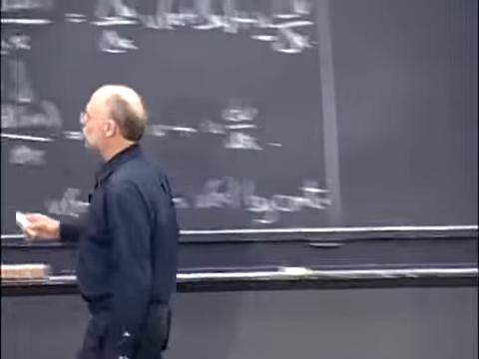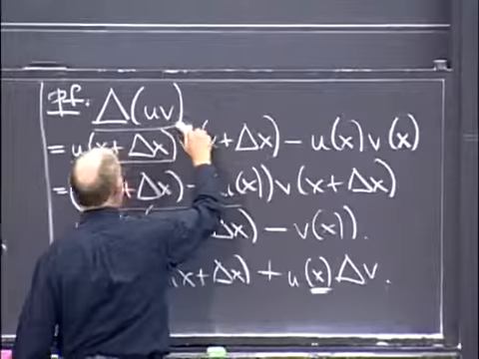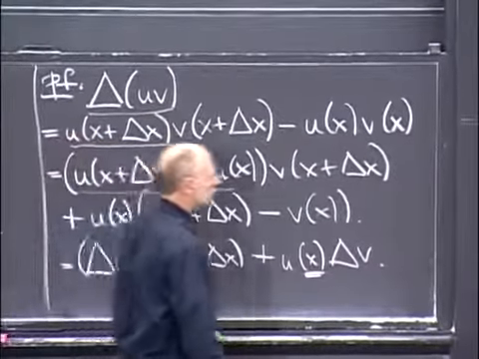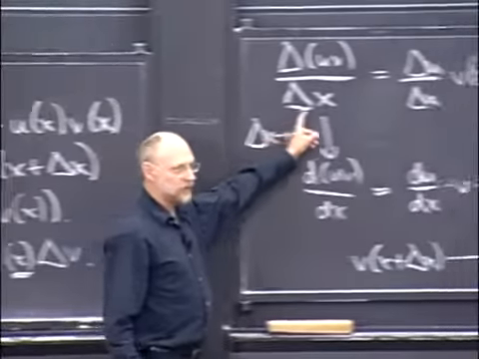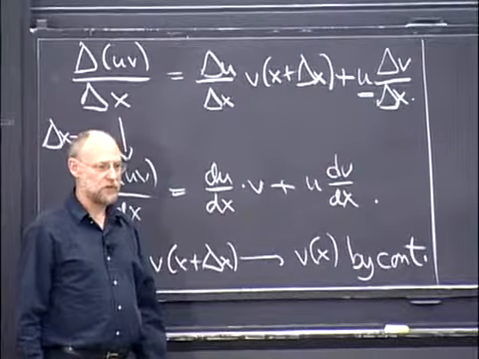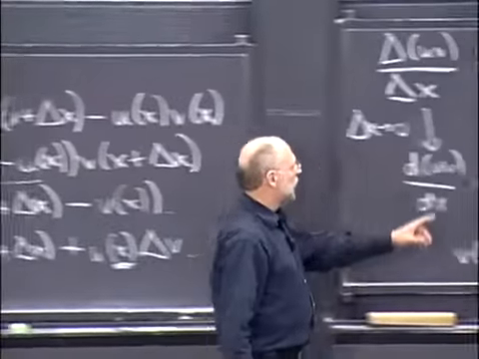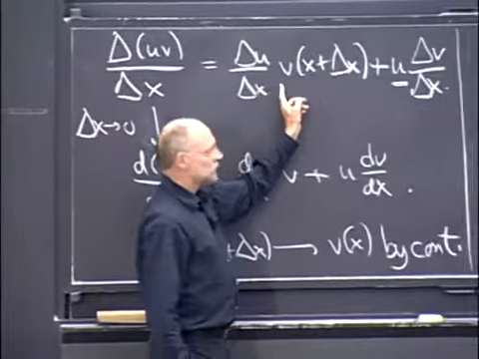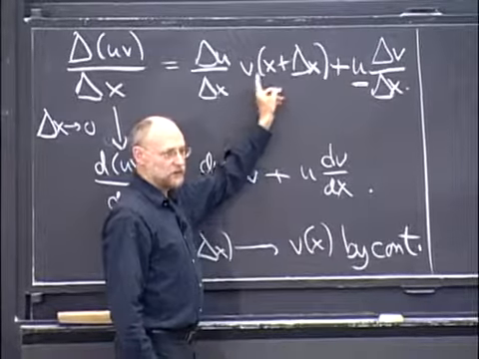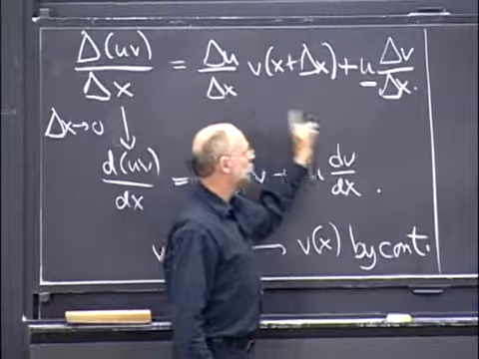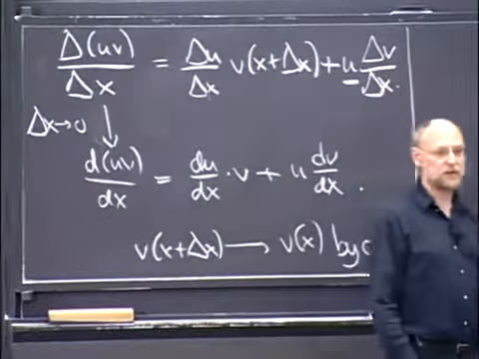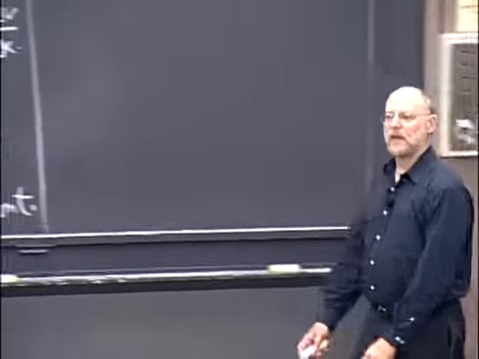Well, I just calculated what delta of uv is, and now I'm going to divide that by delta x on my way to computing the derivative. And so I copied down the right-hand side and divided by delta x. I just decided to divide the delta u by delta x and the delta v by delta x. Good. Anything else?